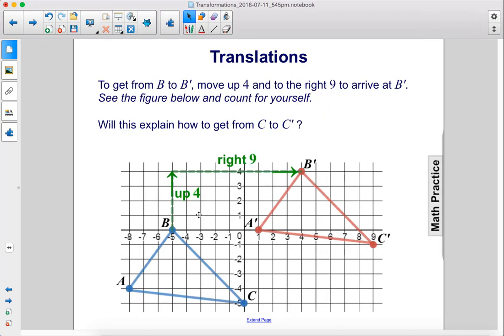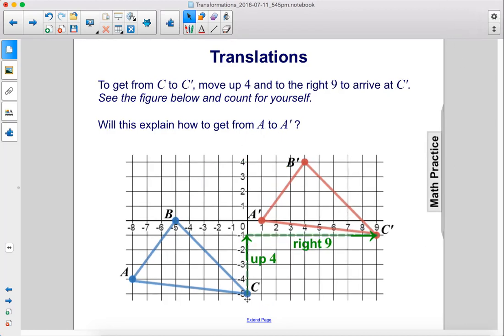To get from B to B prime, you move up 4 and to the right 9, and you arrive at B prime. Will this explain how to get from C to C prime? Yes, it will, because you would also just move up 4, 1, 2, 3, 4, and then to the right 9, 1, 2, 3, 4, 5, 6, 7, 8, 9. And as you can see, we move up 4 to the right 9. Will this also explain how to get from A to A prime? Why, yes, it will. Once again, we move up 4 and to the right 9.